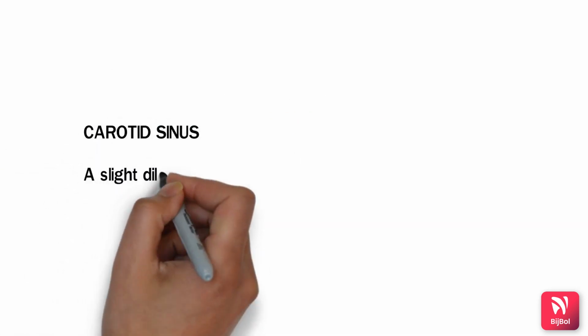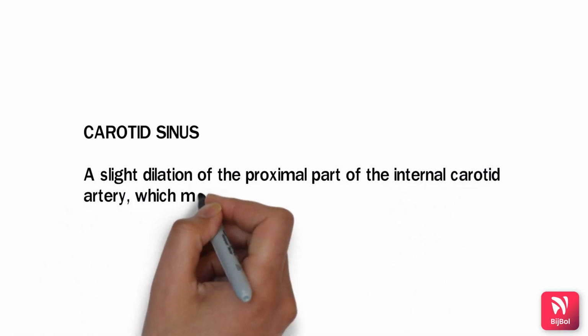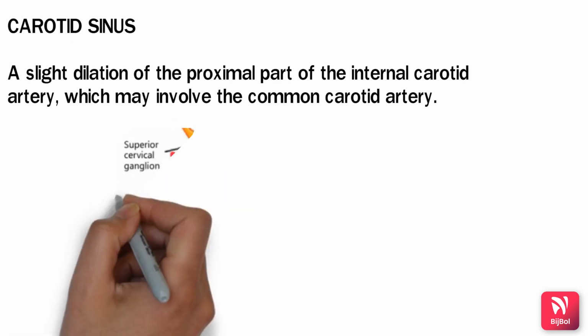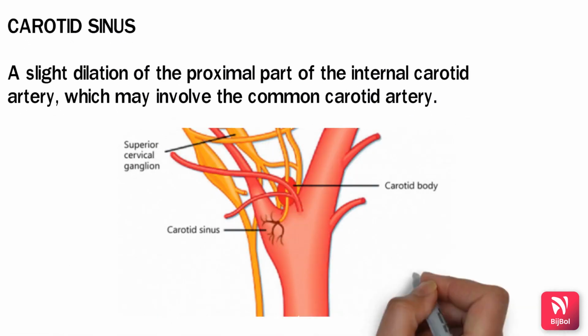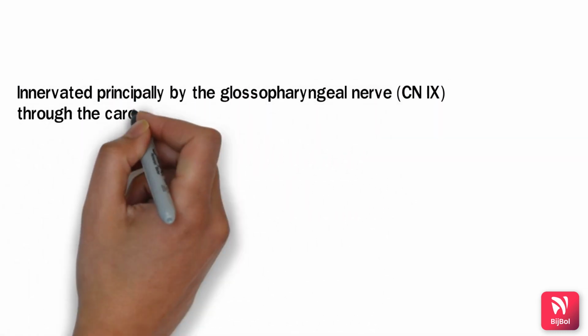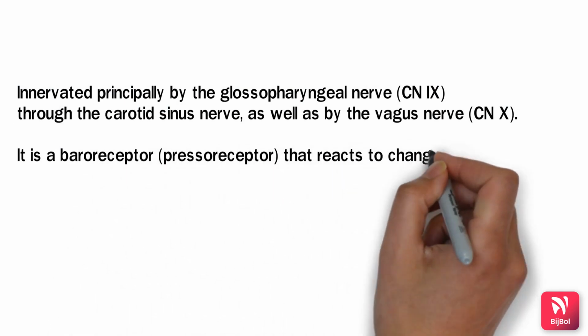Okay. Next comes the carotid sinus, a slight dilation of the proximal part of the internal carotid artery, which may involve the common carotid artery. In this diagram, the black color indicates the carotid sinus, which is present at the proximal part of the internal carotid artery. It is innervated principally by the glossopharyngeal nerve through the carotid sinus nerve, as well as the vagus nerve. Its function is that it acts as a baroreceptor.